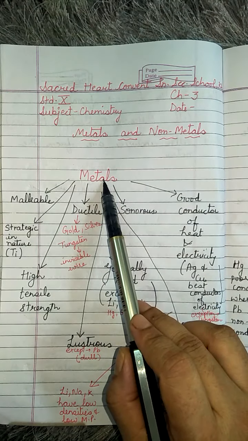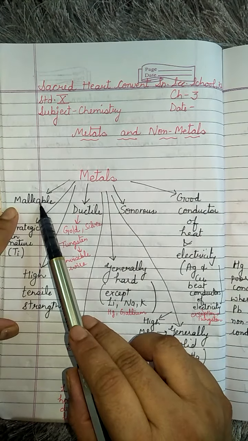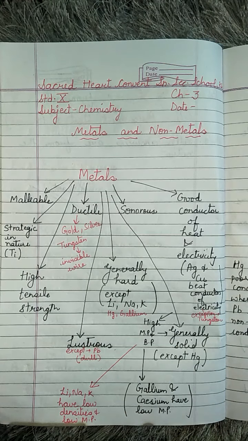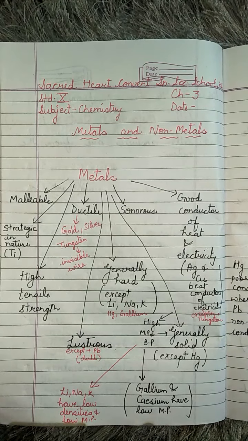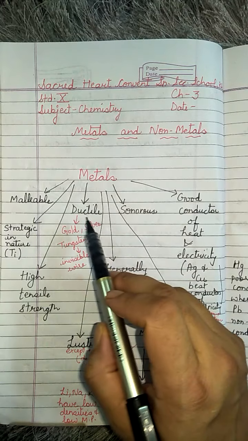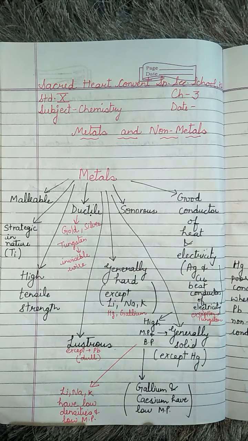See, metals. The very first property is metals are malleable. Malleable means they can be beaten into thin sheets, like you all have seen aluminium sheets, very thin foil. That is a sort of sheet only. Fine. And simultaneously, when we use the word malleable, we use the word ductile also.